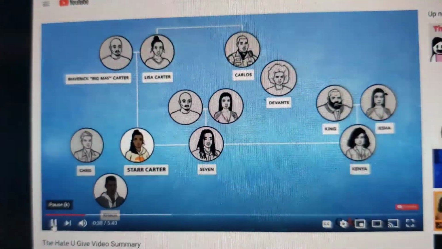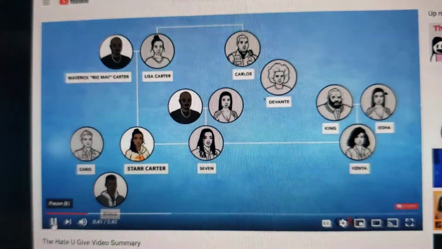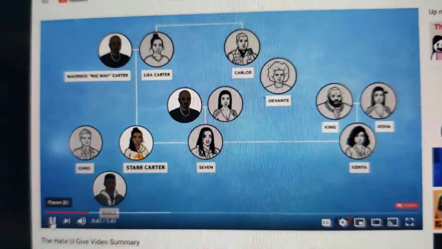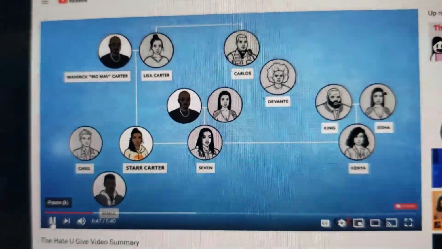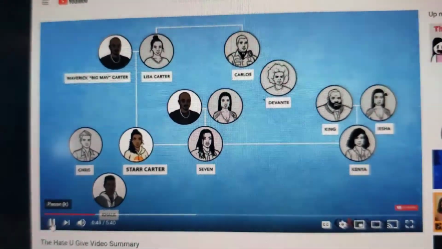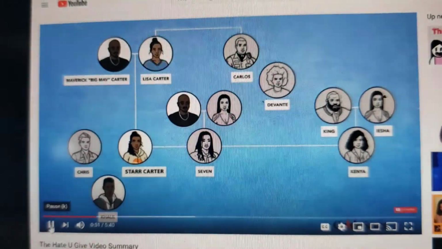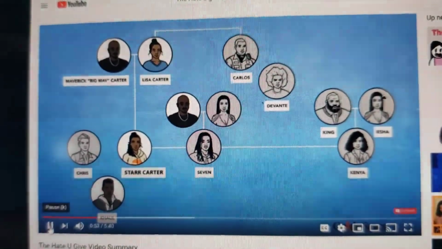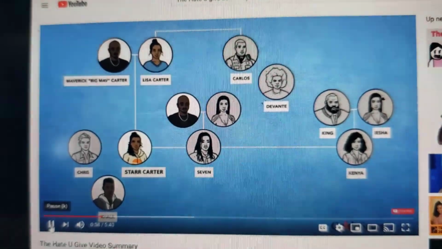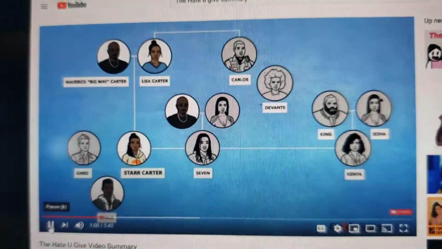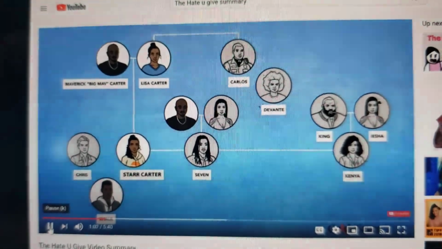The main characters include Maverick, or Big Mav Carter, who is Starr's father and owns and operates a grocery store in Garden Heights and is a firm believer in the tenets of Black Power. Lisa Carter is Starr's mother and a registered nurse. She is an invaluable source of support and care for her daughter throughout the novel. She encourages Starr to do as much as she is comfortable with in terms of activism and speaking out.